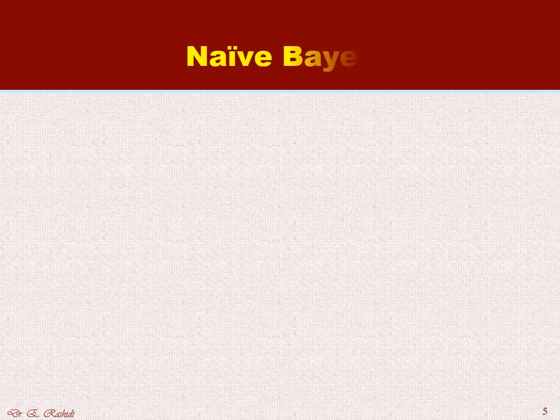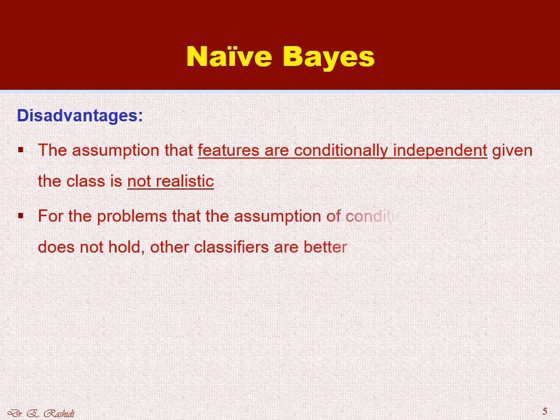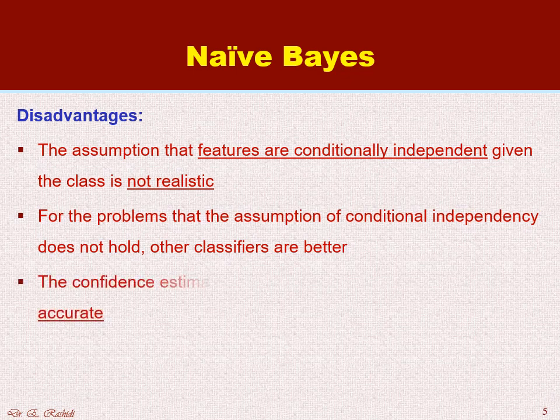Now let's see the disadvantages of naive Bayes algorithms. The assumption that features are conditionally independent from each other given the class is not a realistic assumption. That's why these algorithms are called naive. For the problems that the assumption of conditional independence does not hold true, naive Bayes algorithms, of course, are not going to perform well, so other classifiers are better.